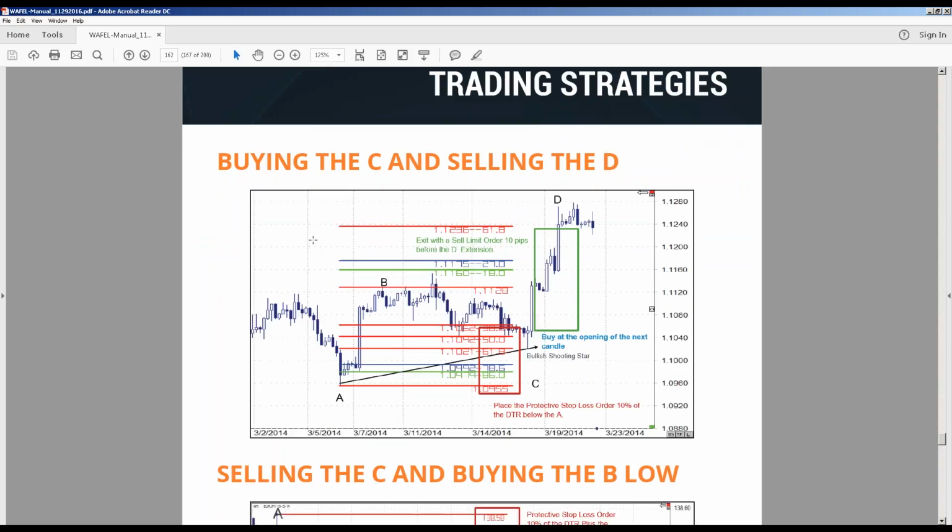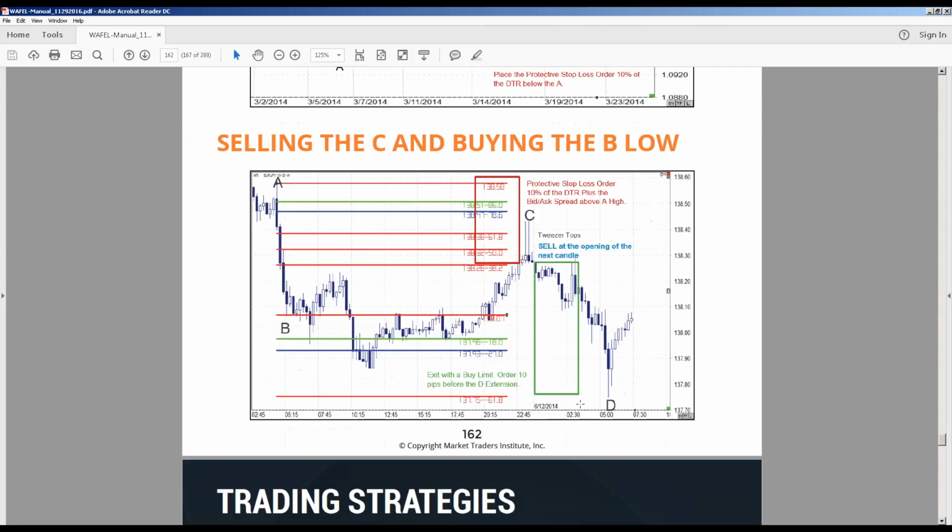So there's an example. Now we have an up AB boundary, A, B, and now the market moves from the C to the D. We had a beautiful bullish candlestick formation in the form of a bullish shooting star. Place your stop beyond the A and target the D extension. Here's a sell example. Down AB boundary, and now we're moving from the C to the D. Place your stop beyond the A and target the D extension.